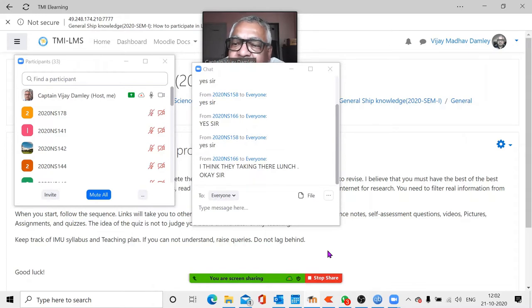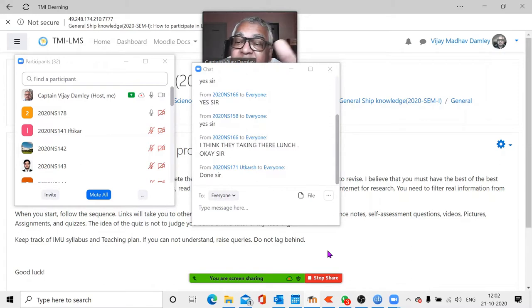And preferably, today when you get time, put your photograph there. So what happens is, instead of having logos, sceneries or numbers, it will be easier to remember your face also.